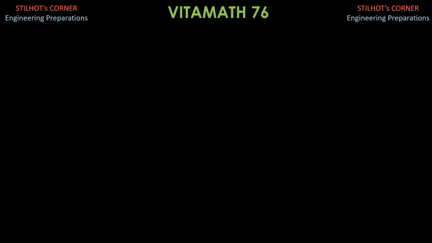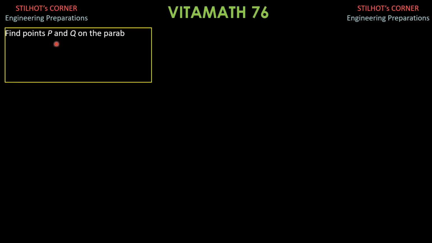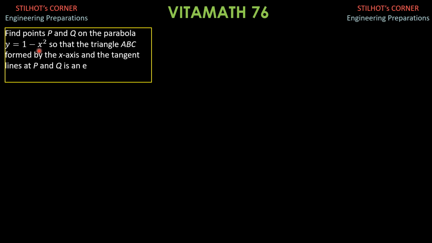So let's have Vitamath 76, a problem in calculus, applications of slope of tangents to curves or derivative as slope. Find points P and Q on the parabola y equals 1 minus x squared. This is a parabola that is open downward with vertex on the y-axis and is symmetric with respect to that y-axis. So when x is plus or minus 1, y is 0. And when x is 0, y is 1.